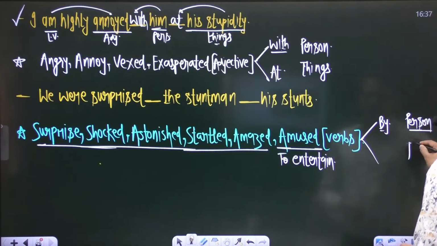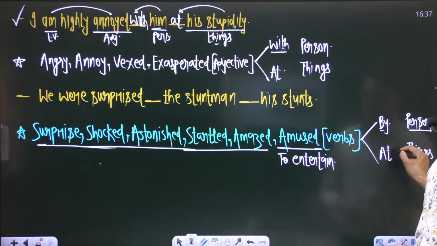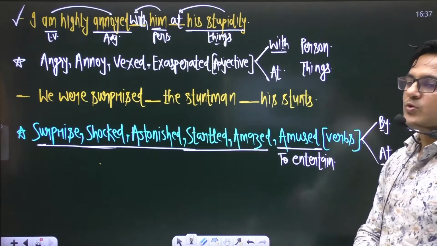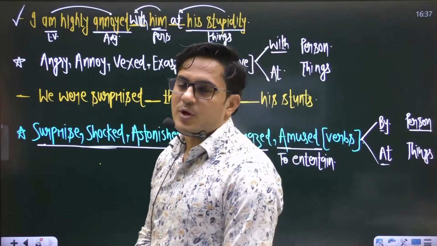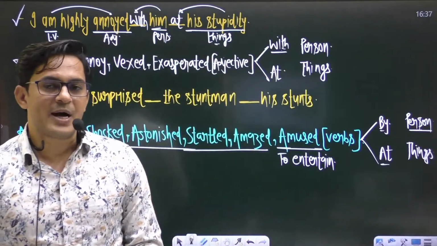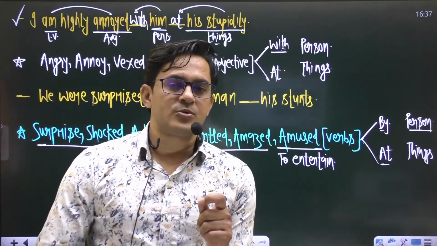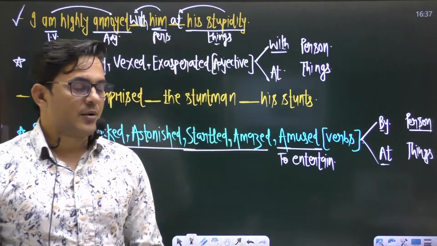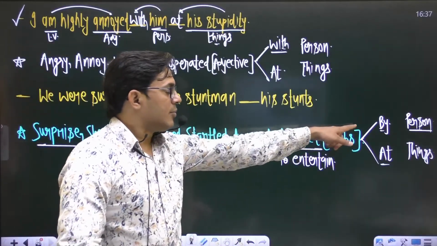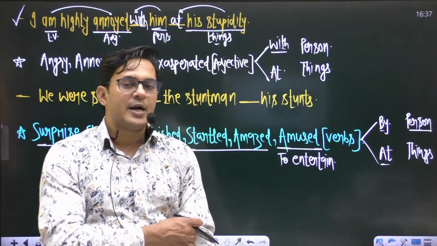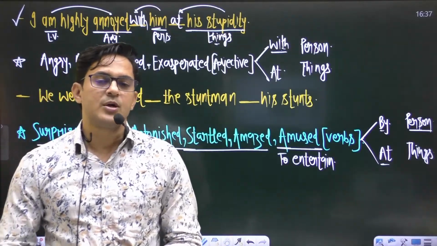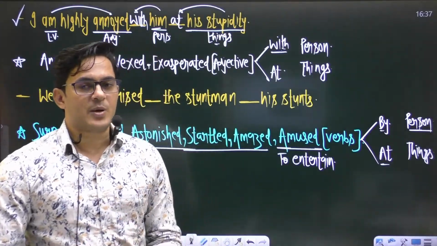But in case of things we use the preposition at with any of these words. Two prepositions will be used. The first one is by, before person-denoting nouns, before the doer. And if a noun or pronoun denotes things, we use the preposition at.